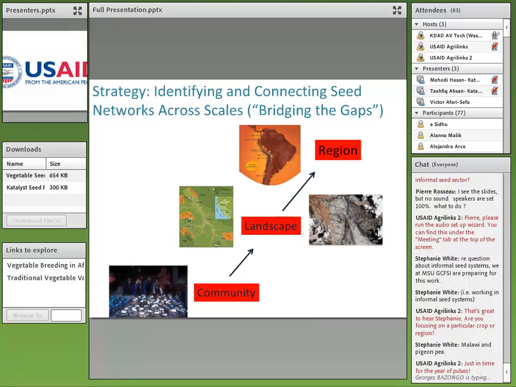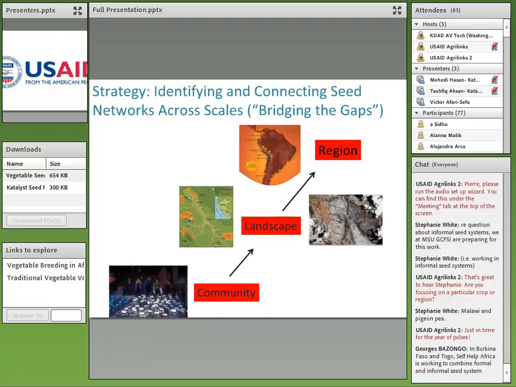But what we really need to do in terms of knowledge systems and on-the-ground programs and projects is connect those village and community systems to the landscape and region scale seed systems, because it's at those higher levels where the seed is coming from. It moves both up and down the ladder. So when a village has a drought event, for example, they replenish as a result of informal networks from the landscape.